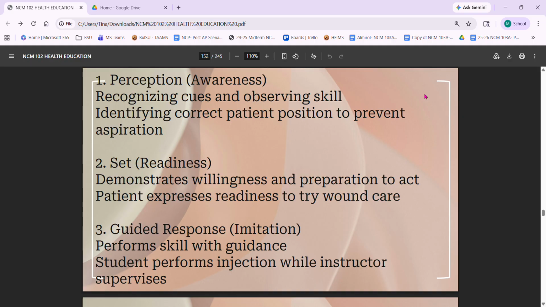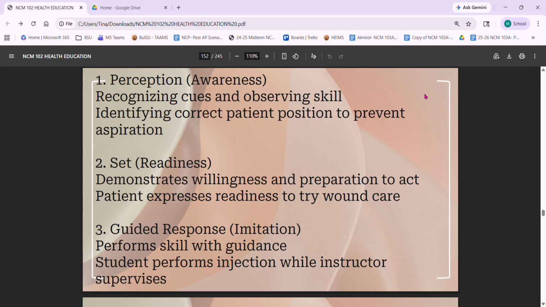Next is set, or the readiness. You demonstrate willingness and preparation to act. Okay? Patient expresses readiness to try wound care. So, you see the readiness in that part, or the set.